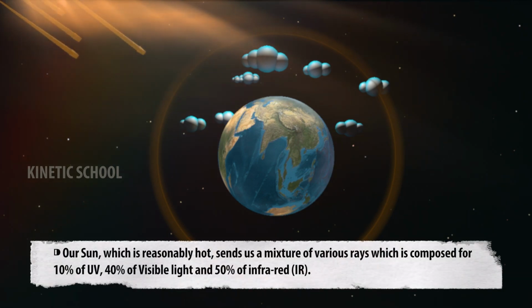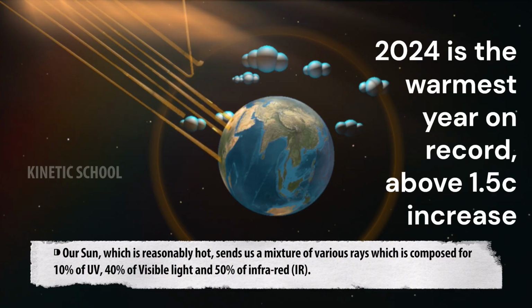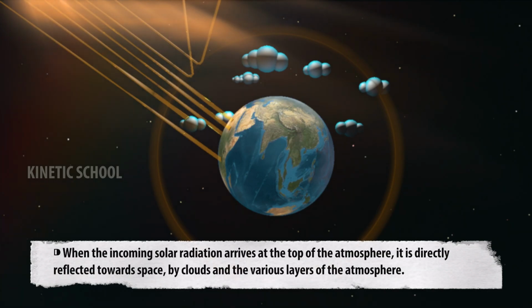Our sun, which is reasonably hot, sends us a mixture of various rays, composed of 10% UV, 40% visible light and 50% infrared. When the incoming solar radiation arrives at the top of the atmosphere, it is directly reflected towards space by clouds and the various layers of the atmosphere.